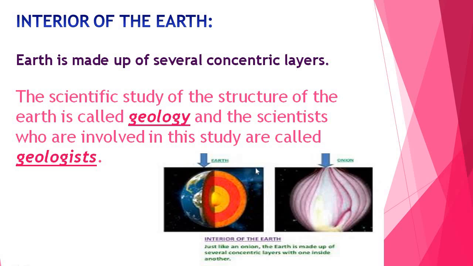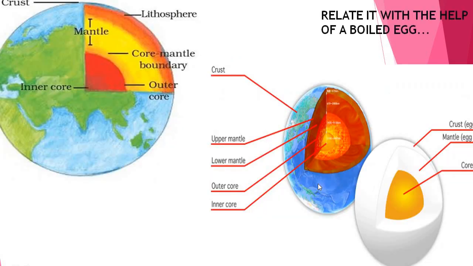Now with the help of this figure, I have put this figure just to make you understand the different layers, the structure of the earth's surface. So the earth is something like this. As you can see here, in the half part of the onion, you can see different concentric layers. So inside the earth's surface, the layers are something like this. So let us understand it in a better way.